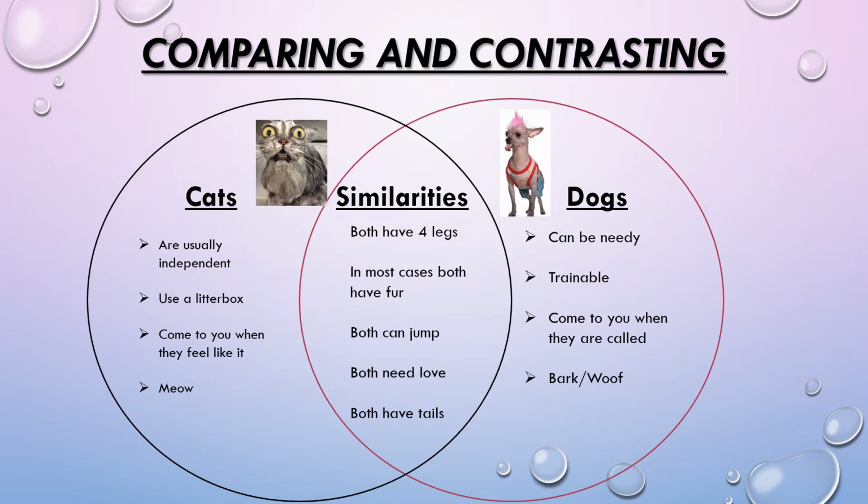Here we have a Venn diagram. I have decided to compare and contrast cats and dogs. On the cat side, cats are usually independent, they use a litter box, they come to you when they feel like it, and they make a meow sound. Dogs, on the other hand, can be very needy. They can also be trainable, so you can train them to do tricks, to sit, to roll over. They come to you when they are called, and they bark or woof. The similarities between them are that they both have four legs. In most cases, both have fur, both can jump, both need love, and both have tails.